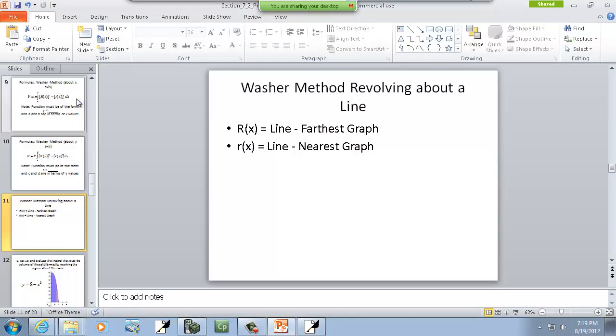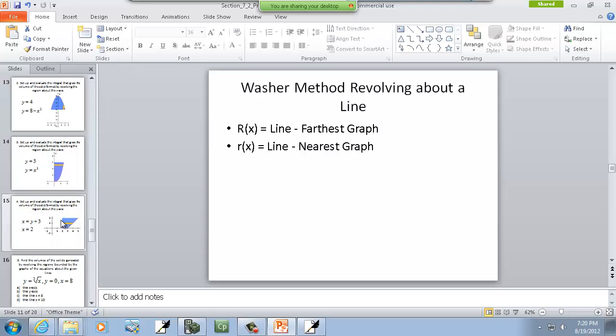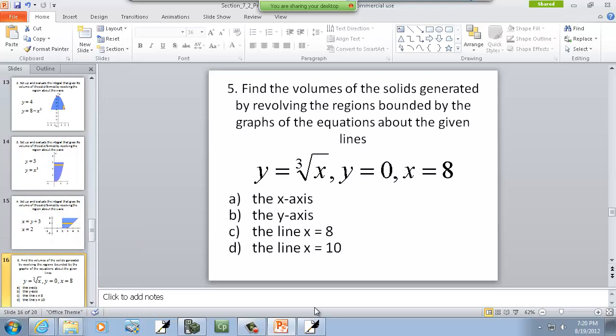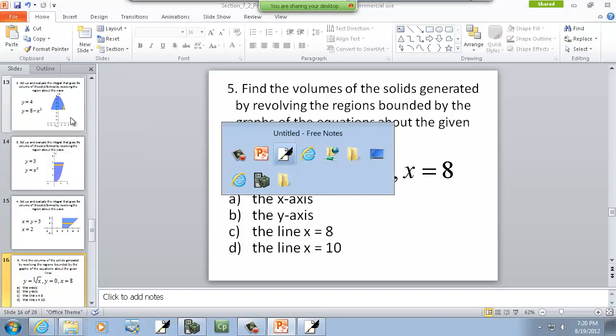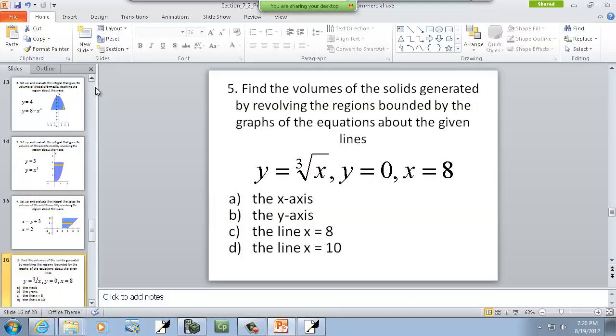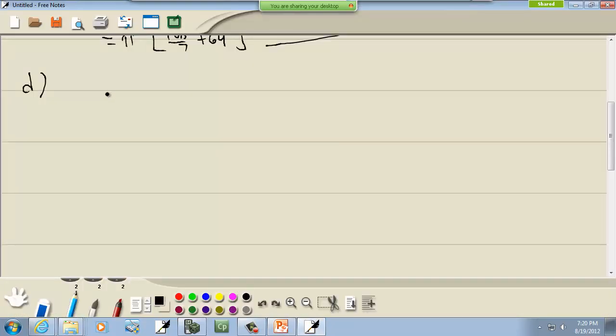D. About the line x equals 10. So again, it's revolving around the line x equals 10. That's like revolving around the y-axis, well, not the y-axis, but around that direction. So we're going to be working with the picture.